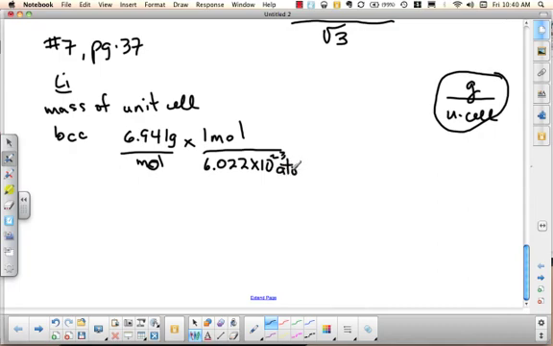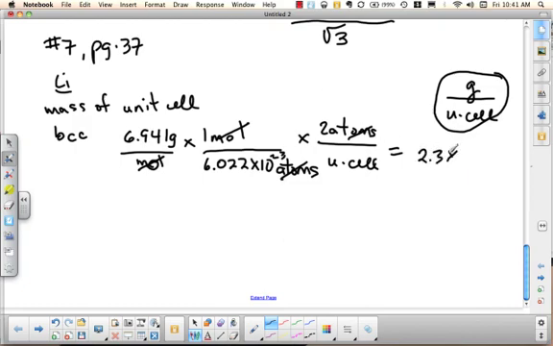Okay, it's body-centered cubic, so I have 2 atoms per unit cell. And I think I'm done because I've got grams per unit cell. So when I do the math, I end up with 2.3 times 10 to the minus 23 grams is how much 1 unit cell weighs, and that is the correct answer, part B. All right, for number 7.